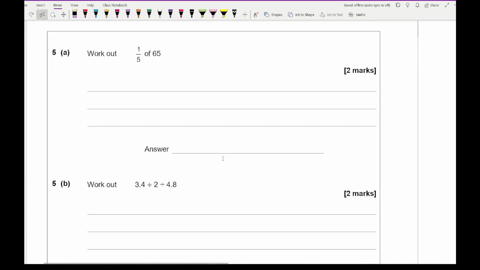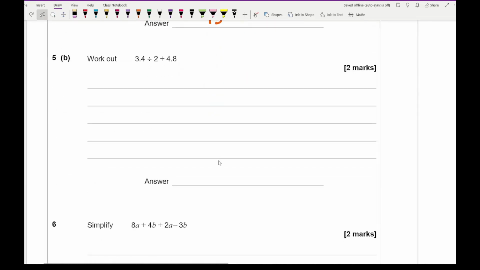Moving on to question 5, it says work out 1/5 of 65. So again, what we do here is we divide by the denominator and multiply by the numerator. So it's going to be 65 divided by 5. You can use the bus stop method to do this, so that's going to be 1 remainder 1 and then 3, so the answer is 13. For question 5b, we're working with decimals, so we're using BIDMAS, so we need to do this bit first. So 3.4 divided by 2 is 1.7, and then 1.7 plus 4.8 is going to give me 5 carry the 1, so it's going to be 6.5.